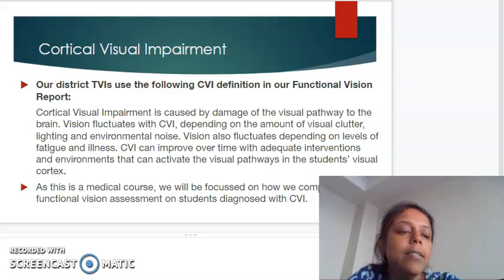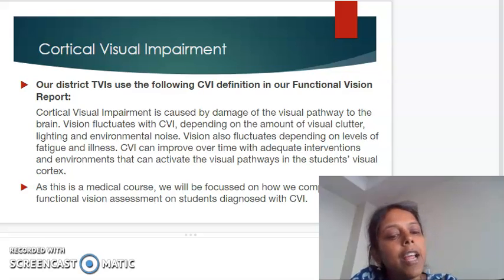Because this is a medical course, we will focus on how to read a diagnosis of CVI and interpret it in educational settings. So we are going to be focusing on how we complete a functional vision report assessment on students diagnosed with CVI.